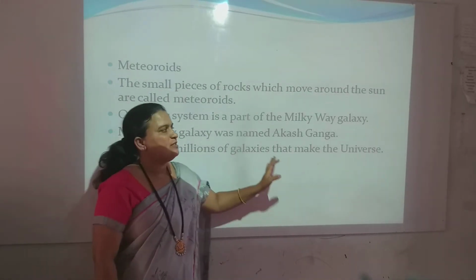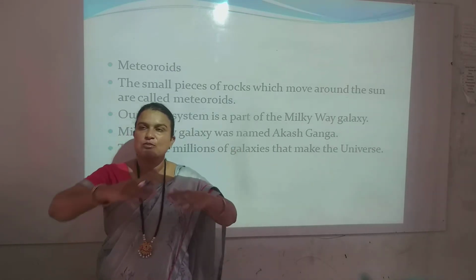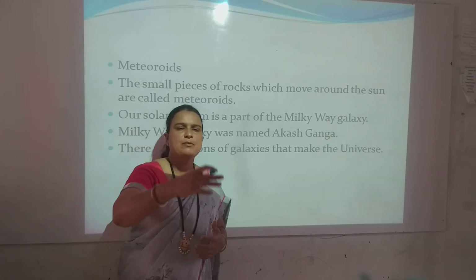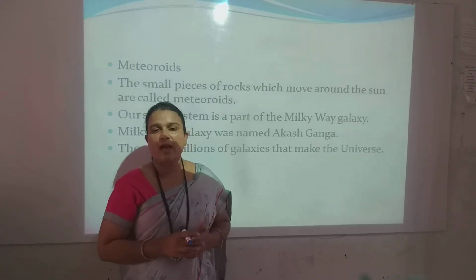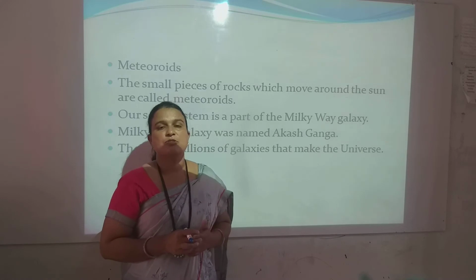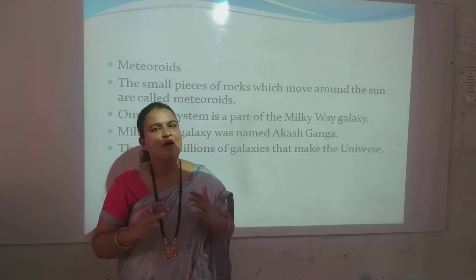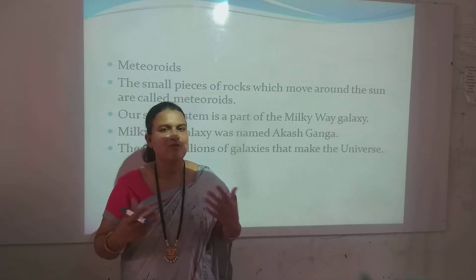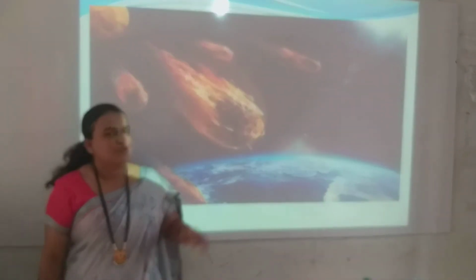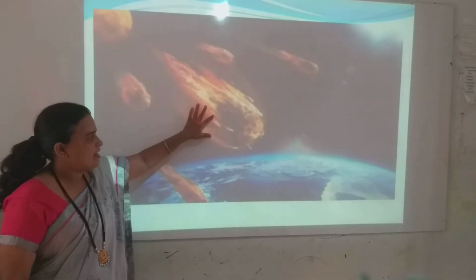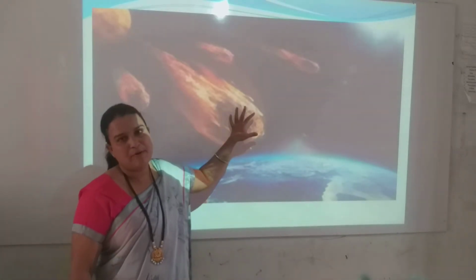There are millions of galaxies that make the universe. Suppose this is a room, and in this room many millions of galaxies are there. Among them, our one galaxy is there, and scientists give the name Milky Way galaxy or Akash Ganga to it. And in that Akash Ganga, our solar system is there. So my dear students, we cannot imagine how big the universe is. So these meteorites move around the sun, and due to the sun's heat and light, they get burned also.